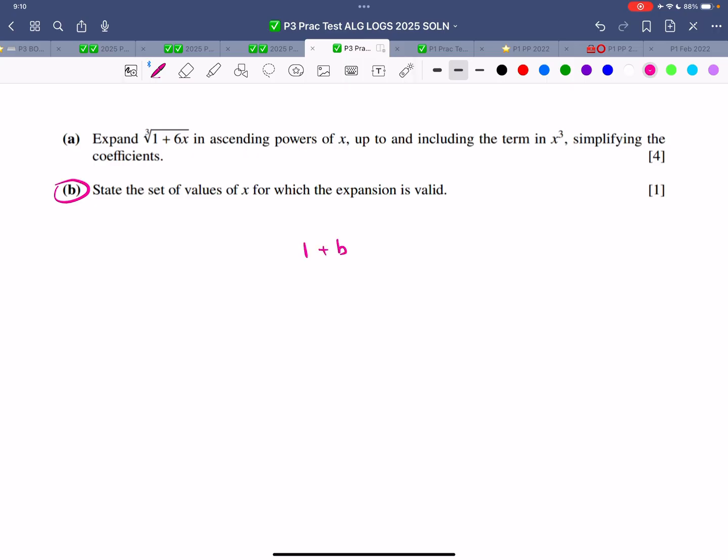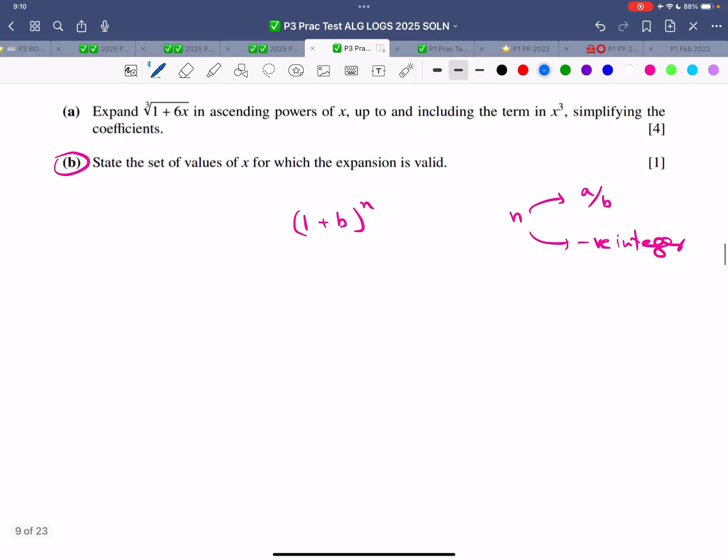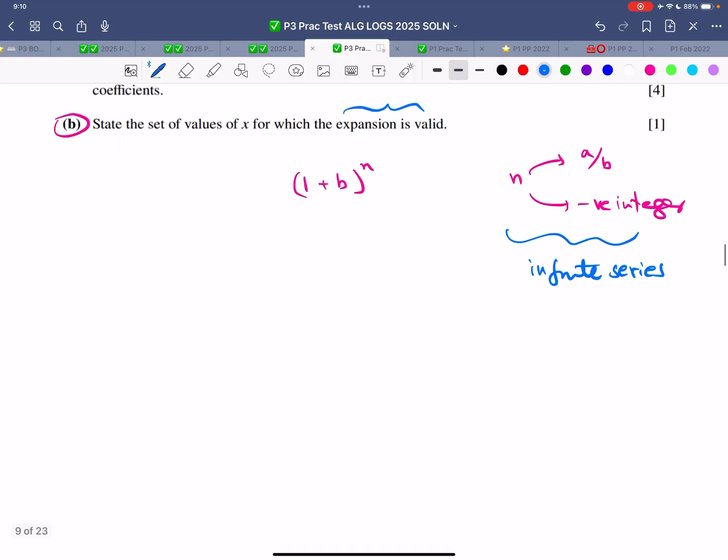Whenever we have this thing, 1 plus b raised to the power of n, and n could be a fraction, whether positive or negative, or n could be a negative integer, what we are facing is an infinite series. So an infinite series has a finite sum. That means the expansion is valid. Infinite series having a finite sum, just like we have done in sum to infinity. Common ratio lies between negative 1 and positive 1. So what do we say? We say that modulus of b should be less than 1.